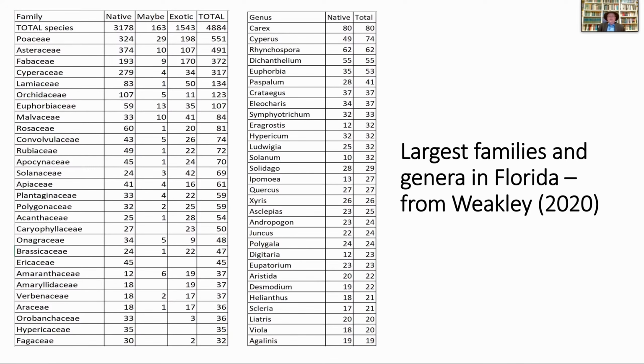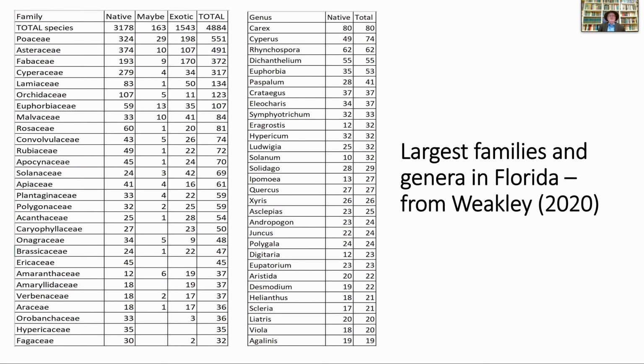Florida has a large flora, and in just the state of Florida, we're dealing with over 4,800 species, probably approaching 5,000 by the time we are finished with the analysis of all of the flora, with the largest families being grasses, asters, sedges, legumes, mints, orchids, etc.